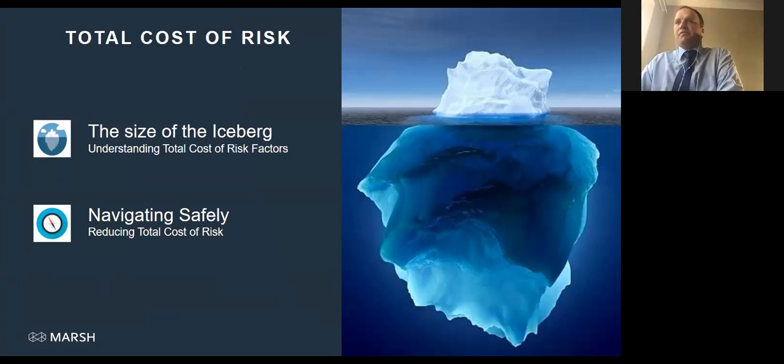In this session, we'll be focusing on the components of total cost of risk and what you can do to reduce it. Next slide, please.